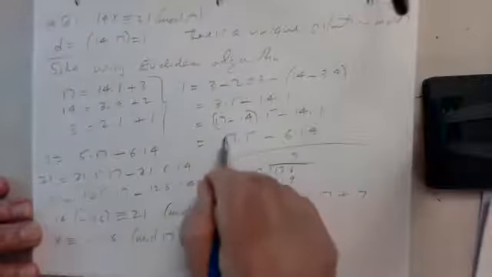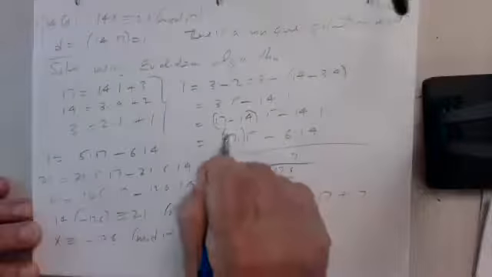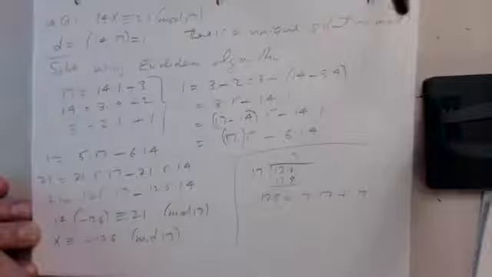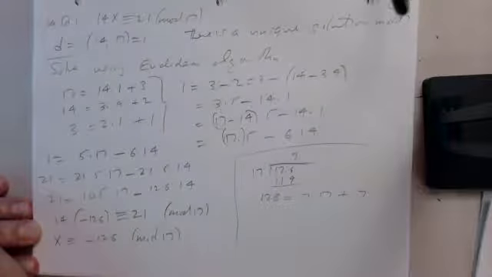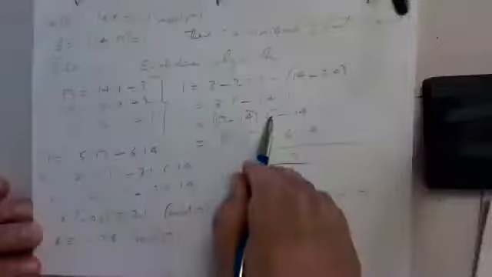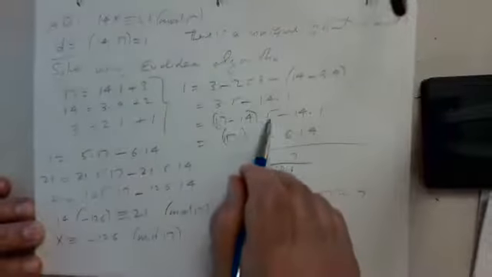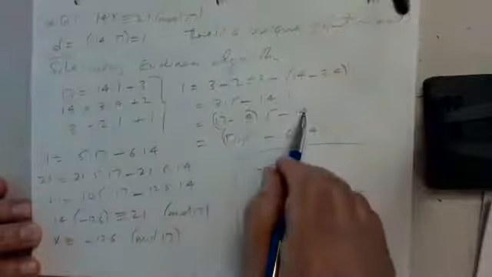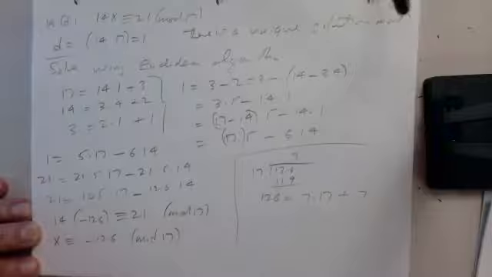Professor, on the last line where you wrote 17 times 5 minus 6 times 14, where did you get the 6 from? I have 17 times 5. Here I have 5 times 14 and 1 times 14. That's 6 times 14. Oh, got it.